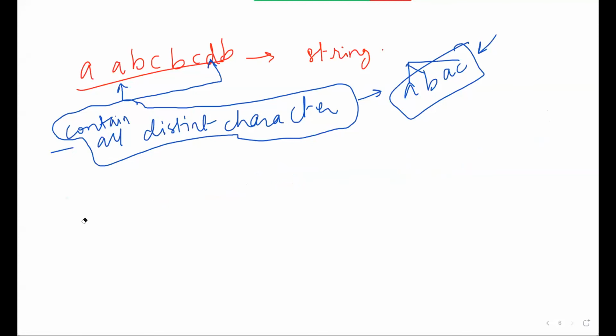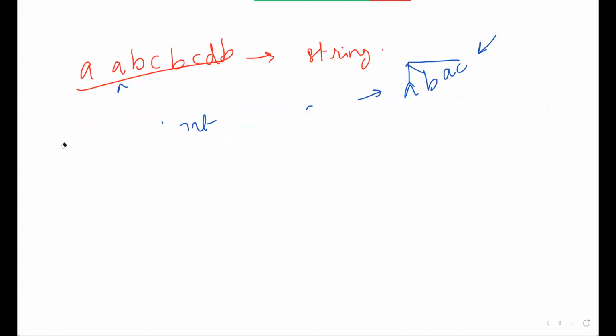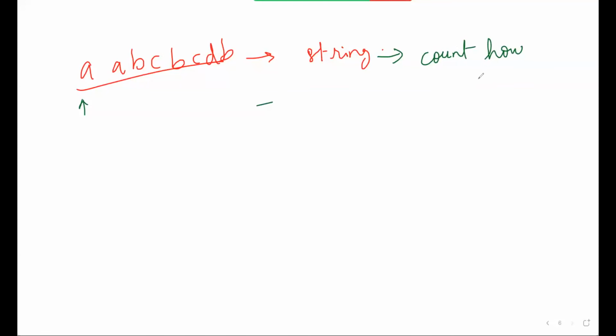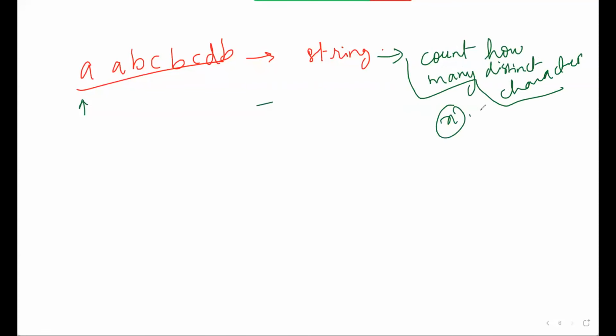Now, what is the approach for this? Generally in this kind of problem, before we start finding the solution, we count how many distinct characters we have in our string. So the first task is to count how many distinct characters there are in your string. Let us call it X. Okay.